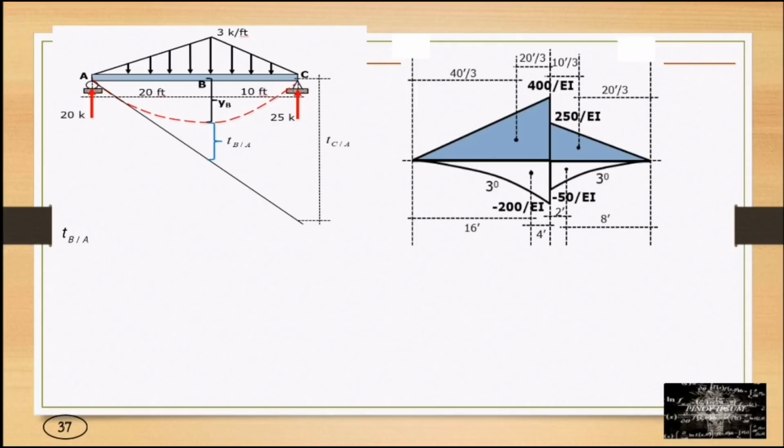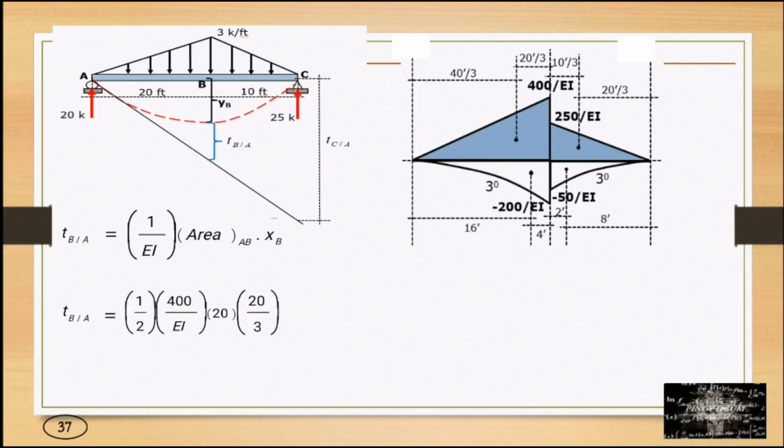The deviation of point B from the tangent drawn at point A, or TBA, is equal to 1 over EI times the area of the moment diagram between A and B times the X bar B. So TBA is equal to 1/2 times 400 over EI times 20 times 20 over 3, minus 1/4 times 200 over EI times 20 times 4. Our TBA is equal to 68,000 over 3 EI.